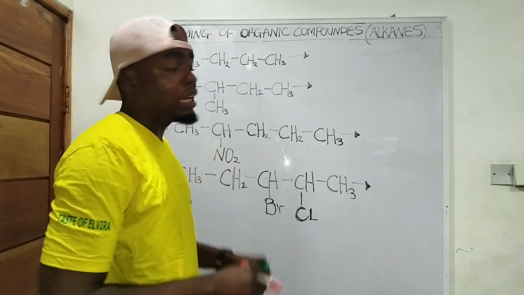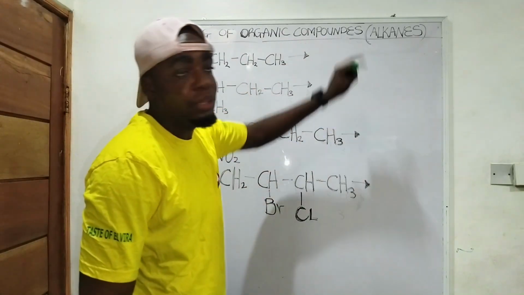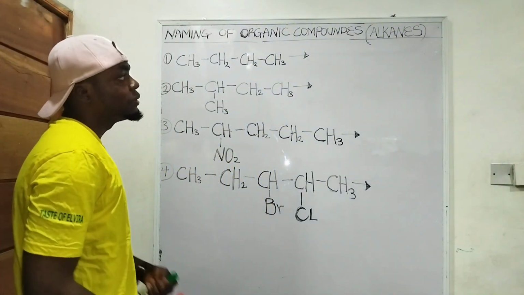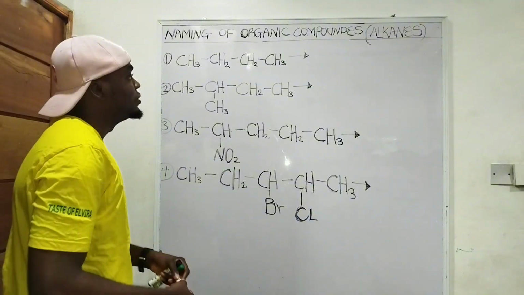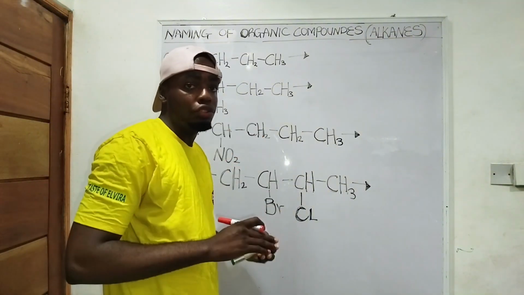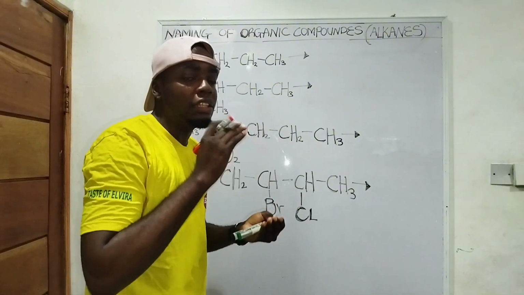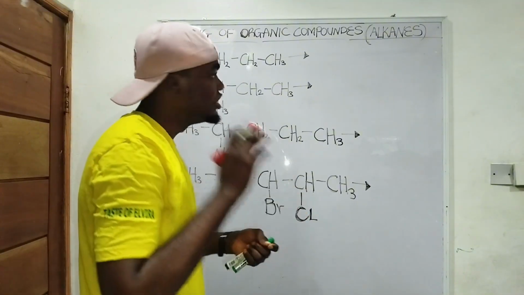So in today's video, we're gonna be learning how to name organic compounds. So today we'll be learning how to name alkanes. So let's start with number one. Once you are given an organic structure and asked to name it, the first thing you need to do is locate the longest carbon to carbon chain.